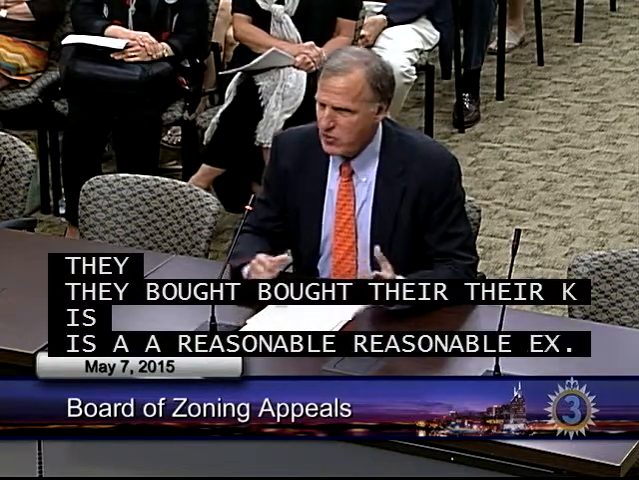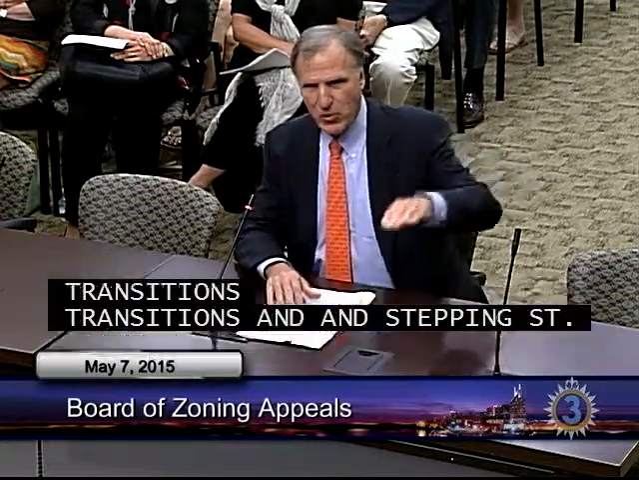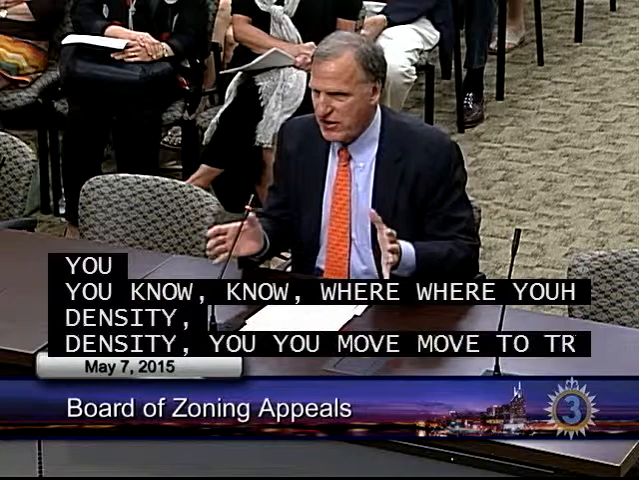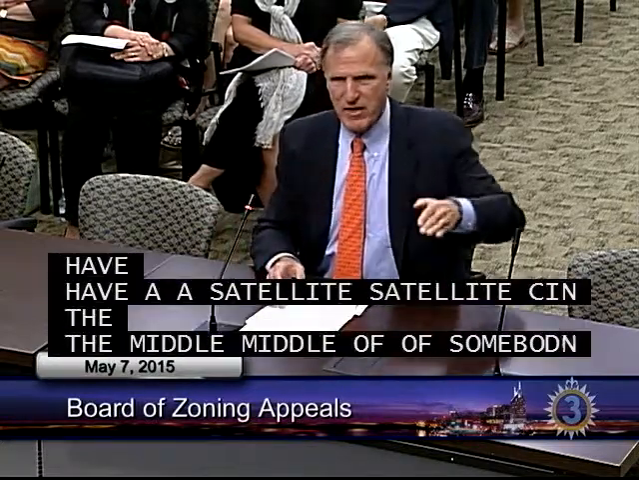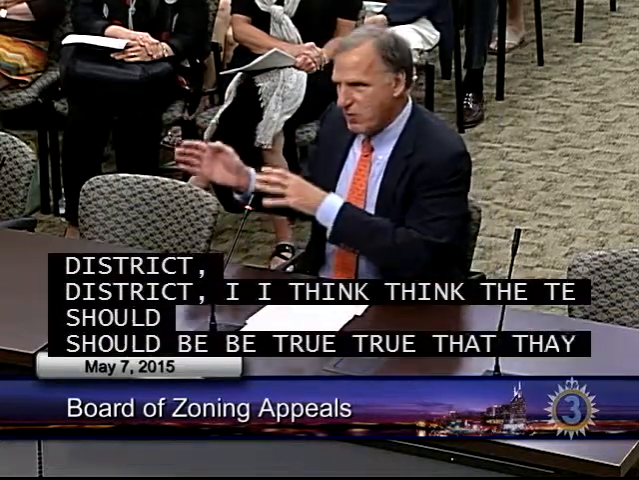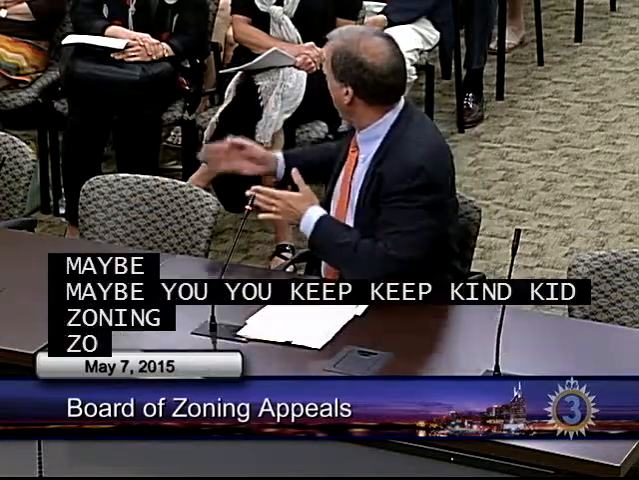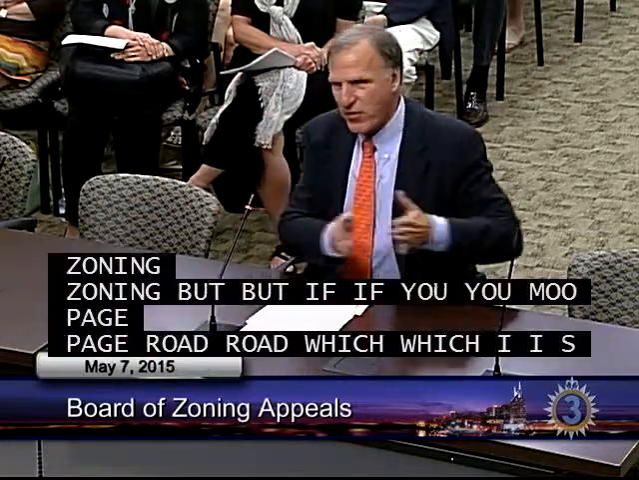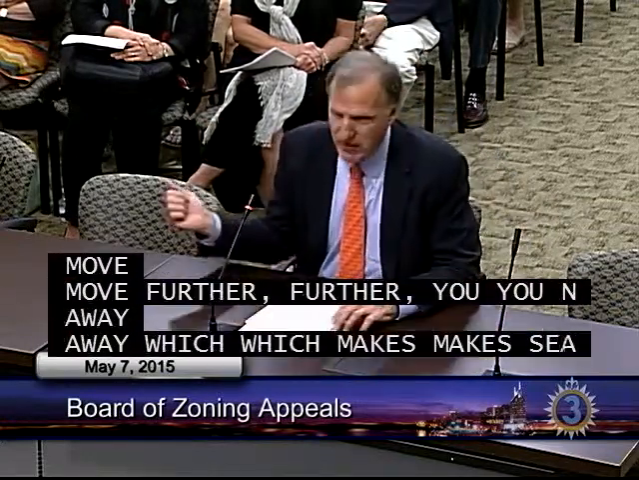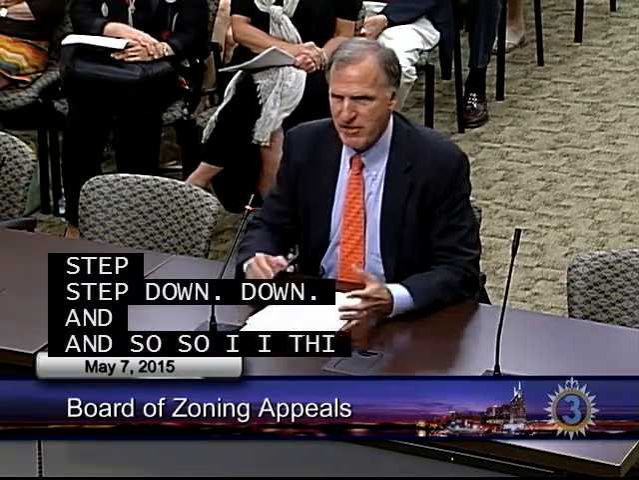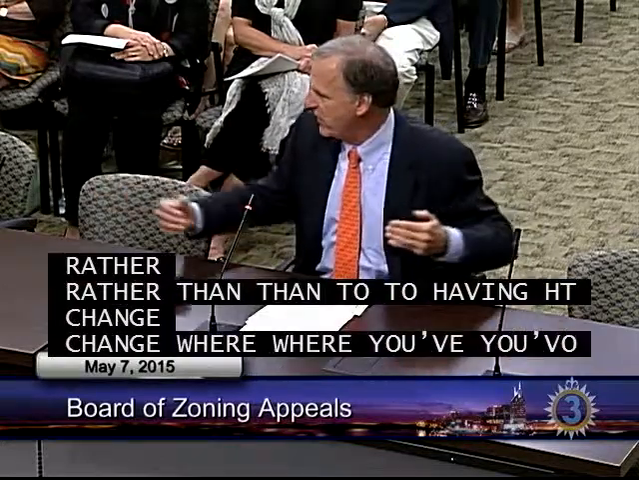In zoning and codes work, we always talk about transitions and stepping down, where you have high density, you move to lower density. I think when you have a satellite city right in the middle of somebody's council district, the same should be true, that you need to gradually move down. On a street like Nickel Lane, maybe you keep rigid zoning, but if you move over to Page Road, which is, I guess, parallel to you all, you can be a little looser, and then when you move over even further, you transition away, which makes sense as you step down. And so I think that's reasonable, rather than to have an abrupt change where you've got all of these beautiful homes with the same setback on this tiny little beautiful street in Green Hills.